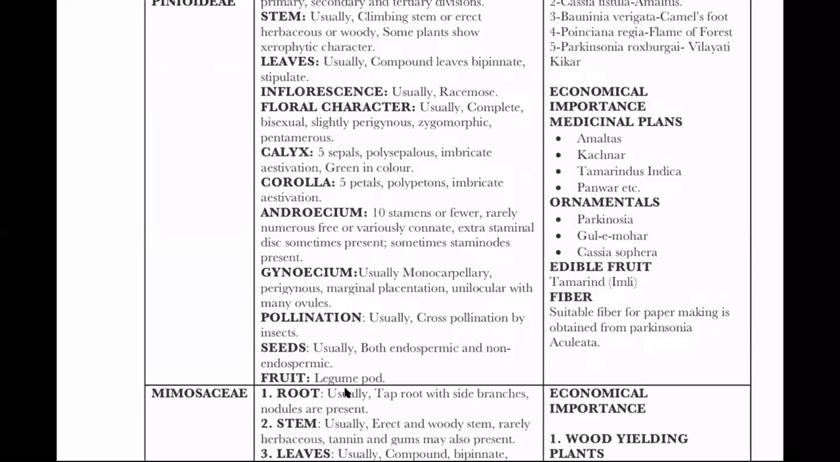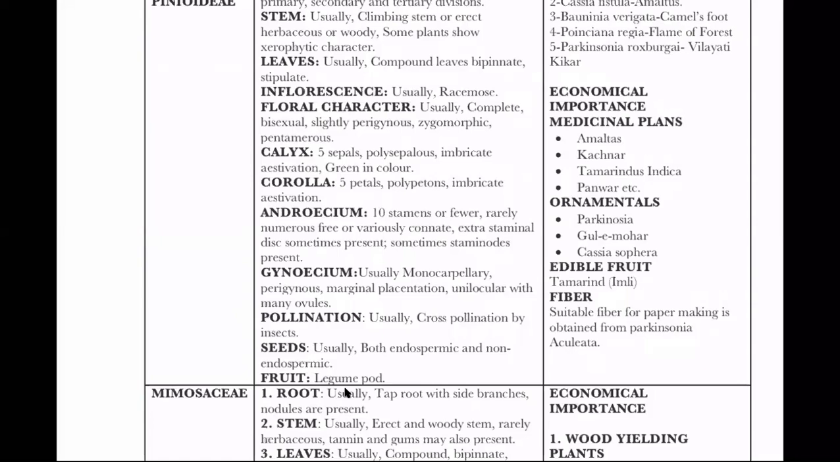Very good, Aliza and Soha. Poly is when they're free. Gamo is when they're fused. Great. ठीक है? Androecium has 10 stamens or fewer, rarely numerous, free or variously connate. Connate is a type of structure. That's it. That's all you need to know.